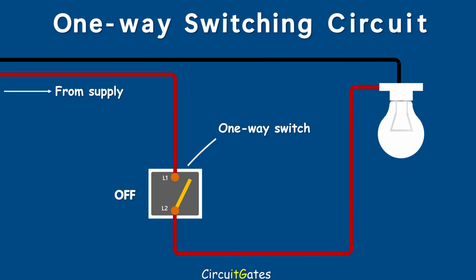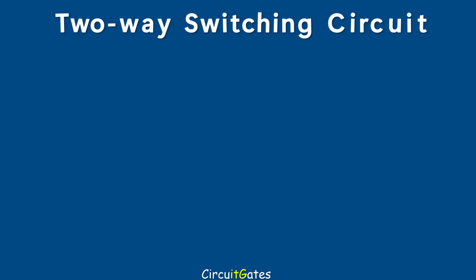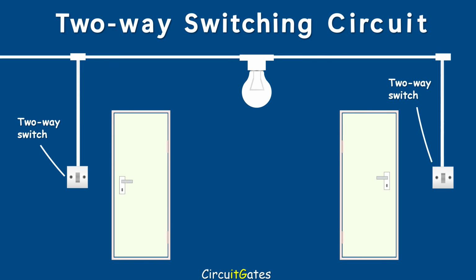Now that you understand a one-way switching circuit, let's move on to a two-way switching circuit. A two-way switching circuit is a light switching circuit in which a lamp or lamps are controlled from two different locations. This type of light switching circuit is used to control lamps in places such as stairways, corridors, and rooms with two entrances. The two-way switching circuit has two two-way switches.